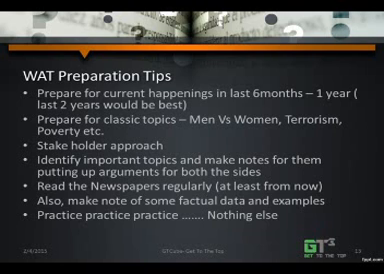So the preparation would again be the same: current happenings and the classic topics, utilizing a stakeholder approach, noting important topics and making notes to put arguments from both sides, reading newspapers regularly, and practice. The way I would suggest combining both GD and VAT preparation is to list out the topics, take maybe two topics a day, search and read on the internet for maybe 1-1.5 hours for both topics together, maybe 40-45 minutes for each. Then close everything, take your time and write down a page of a VAT, so basically a VAT of say 250-300 words on the topic.